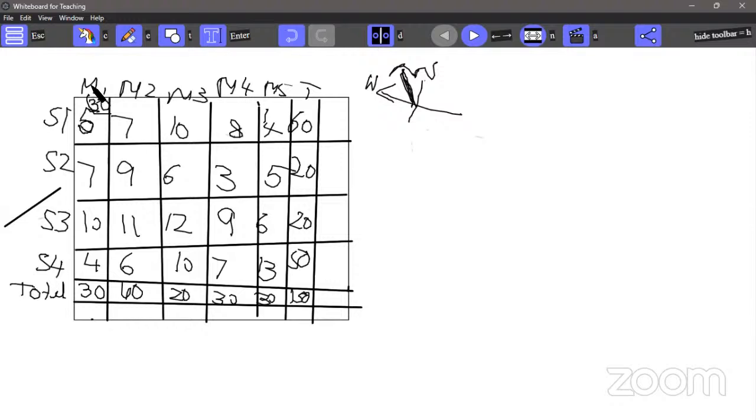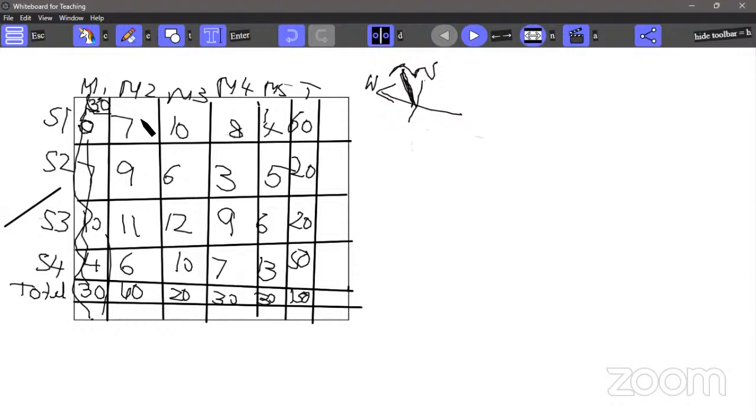So this M1's demand is met, isn't it? So I'll strike off this column. With a pencil, you can strike off in your books. I can strike off the first column because the demand is met. Is that clear?